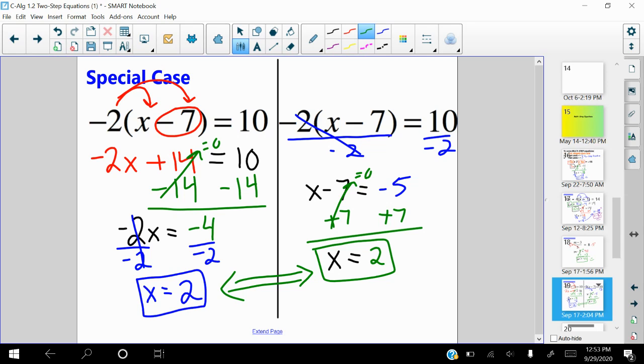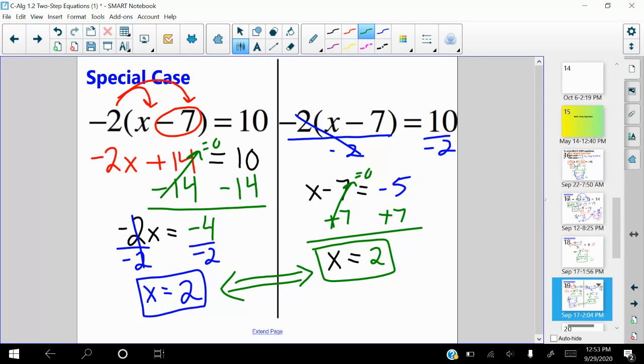So whichever way you want to solve these kinds of problems, by all means, you can distribute and then simplify. If you want to divide first by what you would have distributed, go for it. But notice that I can only divide because there's only the operation of multiplication. If there was another term all by itself that was not associated with that -2, then we couldn't do this.